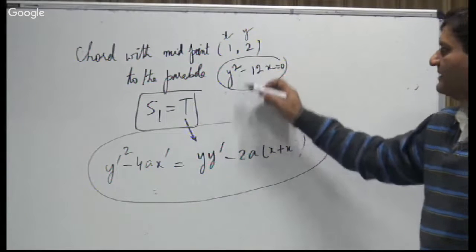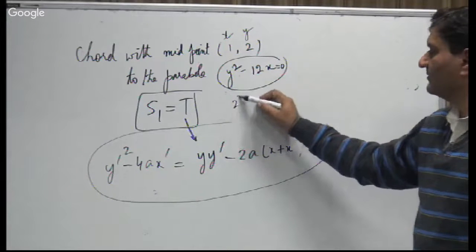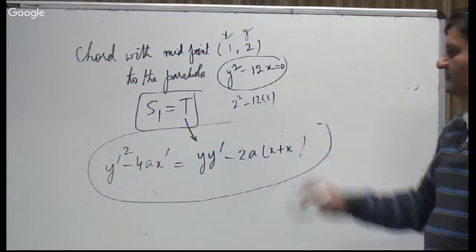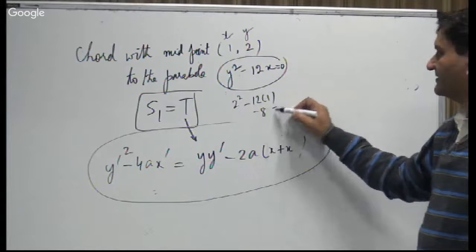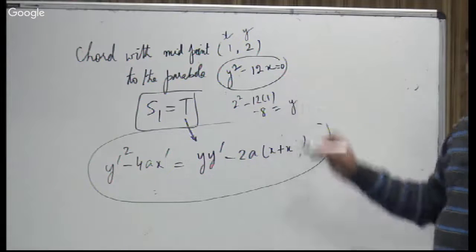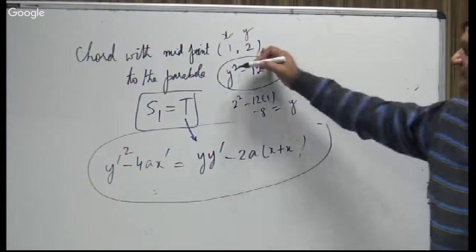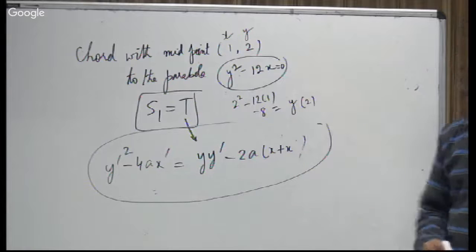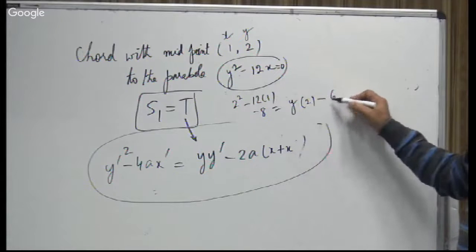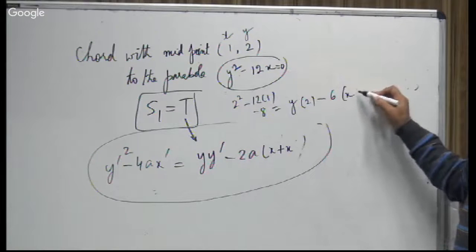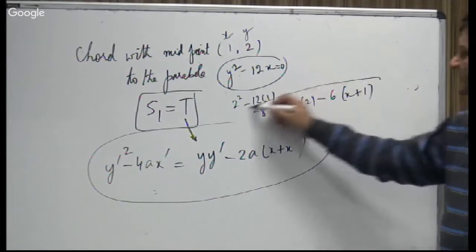S1. What will be S1? 2 square minus 12 into 1, right? Minus 8. And the right hand side will be what? y dash. So what is y dash? 2. Right? y dash y minus 6 and 2x becomes x plus x dash. So solving this is the equation of the chord.